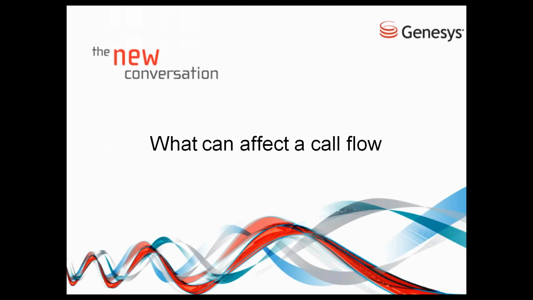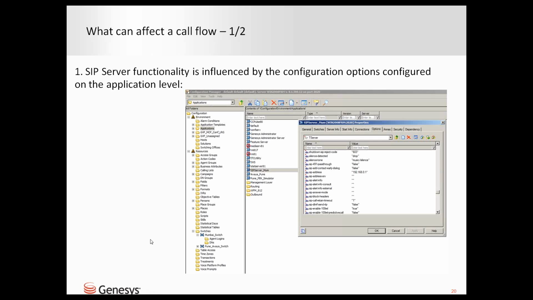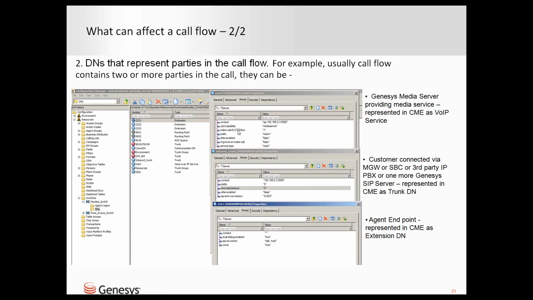Now, here is the slide where we can start digging deeper into our log sections and options. What can affect a call flow? Any SIP message or any TLib request which arrives at SIP Server, how it decides what type of processing to start on that particular call depends on what options you configured at the SIP Server application level. Several SIP application level options are there, so throughout the call they will influence the call flow. DN level properties, DN level options, are also going to affect the call flow.